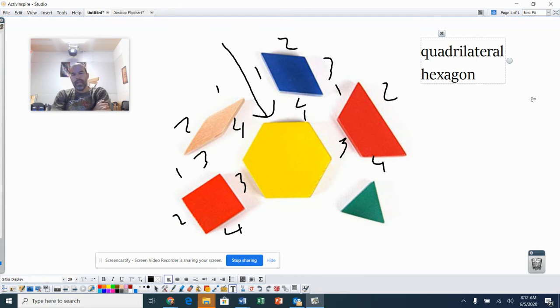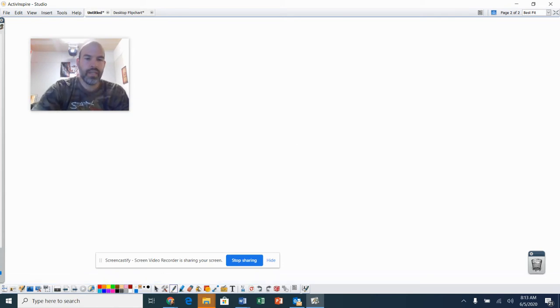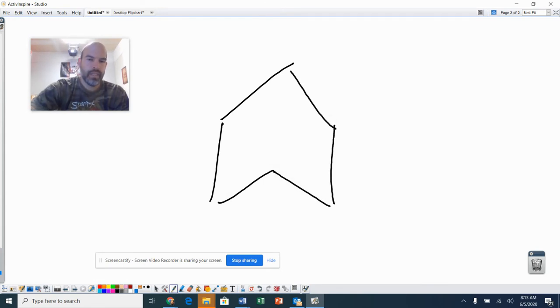Can you think of a different kind of hexagon? What if we want to draw a different hexagon? Well, let's see. If we drew a hexagon, that's not what we're looking for here. If we drew a hexagon that was like this, and like this, and like this, and like this, and like this, and like this. Did you know this is also a hexagon? Count them. 1, 2, 3, 4, 5, 6.